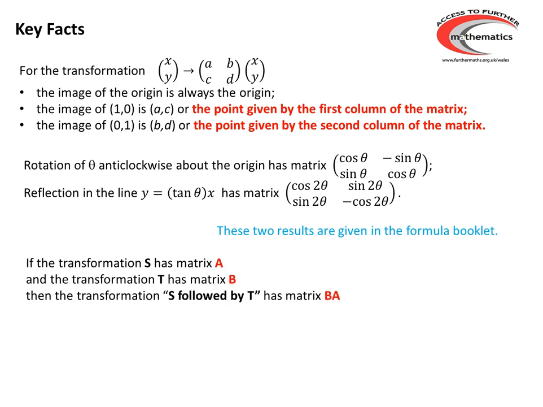It's important to realise that if we have a transformation S, whose matrix is A, and a second transformation T, whose matrix is B, then the transformation S followed by T will have the matrix B times A. And notice that the order is B, the matrix for the second transformation, times A, the matrix for the first transformation.